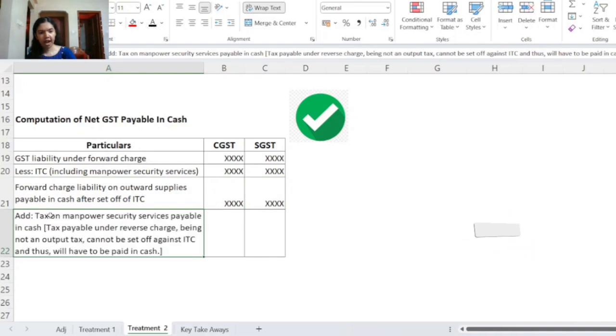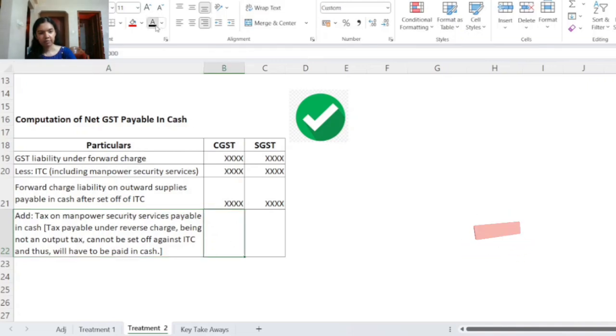And then we'll have to add the tax on manpower security services payable in cash, because the tax payable under reverse charge is not an output tax. Hence, it cannot be set off against ITC. Hence, we'll have to pay this in cash. So, this is the right method of presenting this answer.